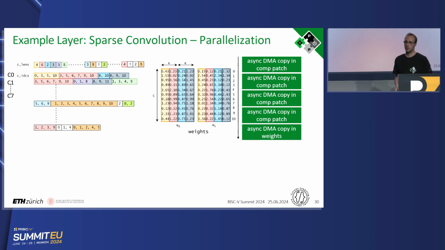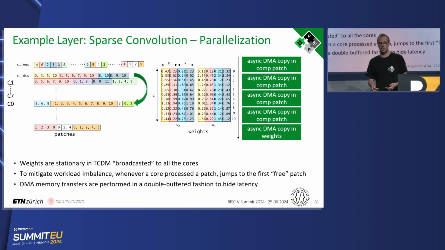And then, in order to mitigate the workload imbalance that we have due to the usage of a compressed format, we implemented a workload stealing mechanism, while the weights are stationary in TCDM and are broadcast to all the cores. All the DMA memory transfers are then performed in a double buffered fashion in order to hide the memory latency of the external memory.